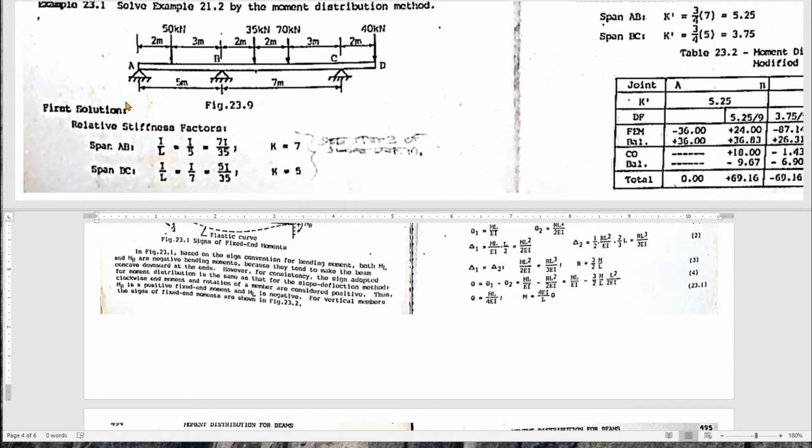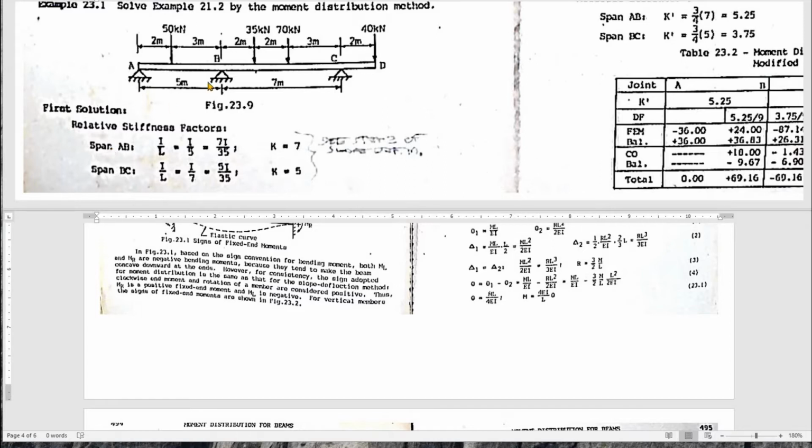So we go straight to example 23.1. This is similar to problem 21.2. So we have here a continuous beam with three supports A, B, and C. So step 1 is to find the relative stiffness factors K. And this is similar to step 2 of slope deflection method.